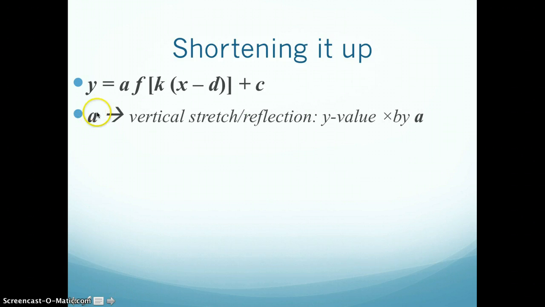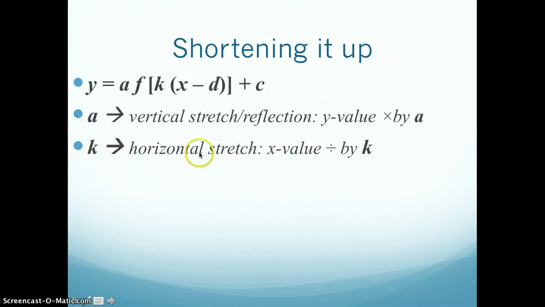At the heart of it, we have f of x with all these changes. Then what you could do is apply your A, which causes the vertical stretch or reflection: you would take the y values and multiply all of them by A. To apply K, which is your horizontal stretch or compression, you would take all of your x values and divide them by K. Easy to remember: y multiply by A, x divide by K.